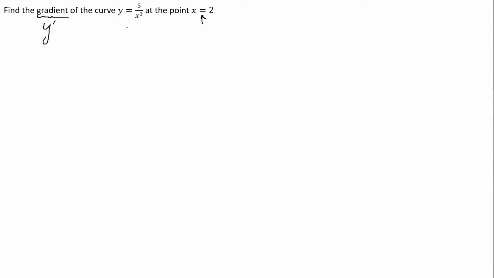Now, in order to do that first, remember, this is not the nicest way to do it, because we've got x cubed on the bottom. So let's just use our indices laws to bring it up to the top. So we've got y is equal to 5x to the negative 3, using that law that 1 over x is equal to x to the negative 1. Okay, so it's just that rule.